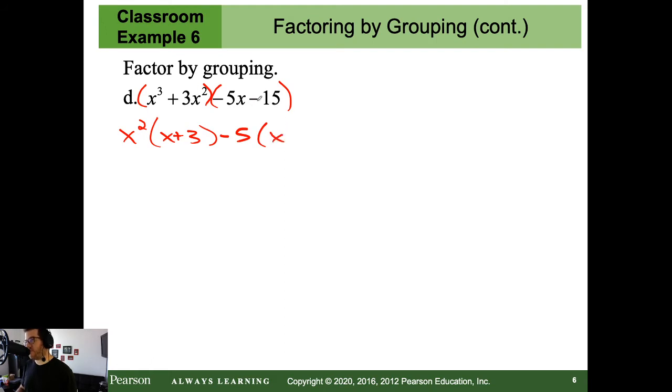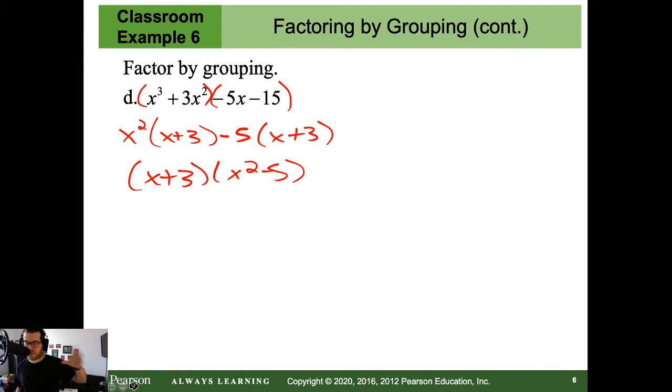Divide that by negative 5. Remember, negative 15 divided by negative 5 is a positive 3. And x plus 3 is on the inside, x squared minus 5 is on the outside, and we factored by grouping. Okay, so hopefully you got that part, because that's like step 1 for this whole process.